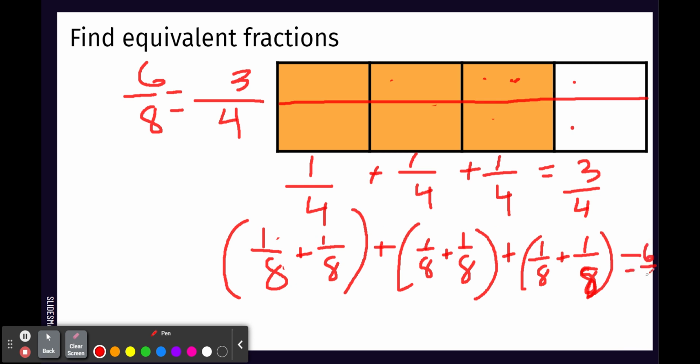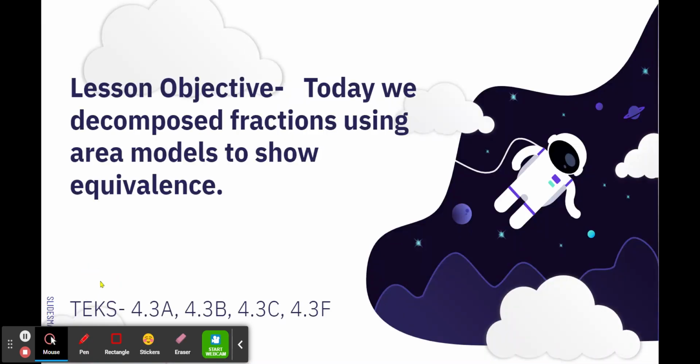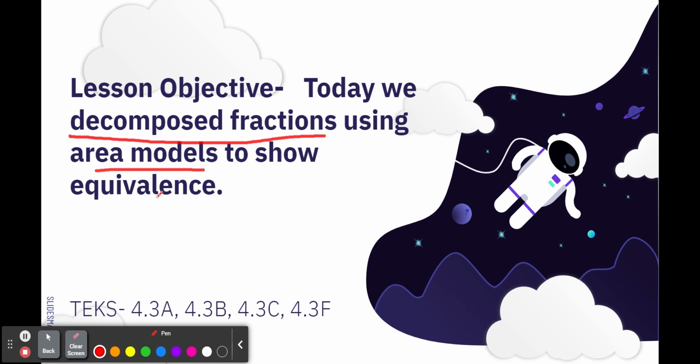And we can figure that out by counting all of our eighths, right? So we have 1, 2, 3, 4, 5, 6. So we have 6/8. So 6/8 is equal to 3/4. These are equivalent fractions. All right, everyone, let's go over today's lesson objective. So today we decompose fractions using area models to show equivalence.